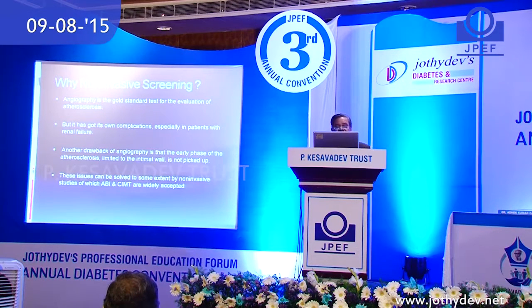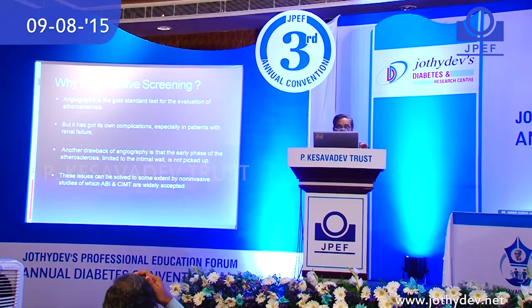Now, why do we do non-invasive screening? Angiography is the gold standard, but it has its complications, especially in patients with renal failure, who constitute a large number of cardiac patients. Number two, if angiography is done in the early phase of atherosclerosis, the disease is limited to the intimal wall. The disease related to the intimal wall is not picked up by the angio.